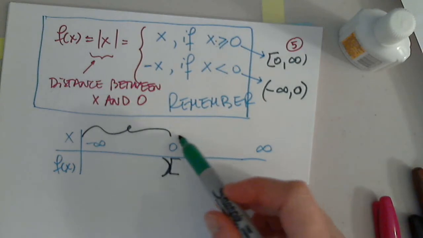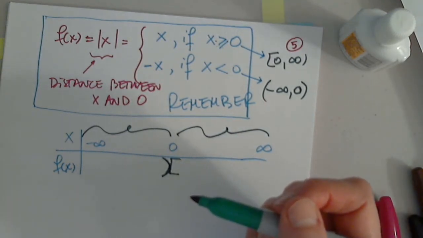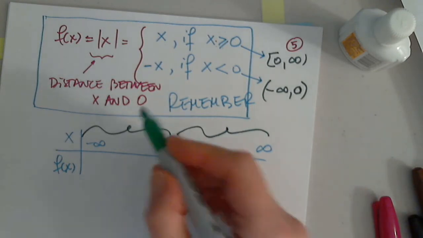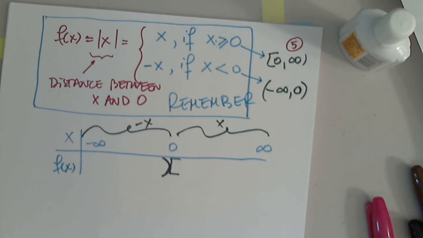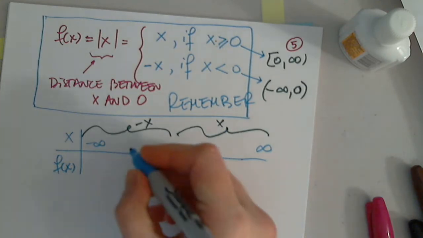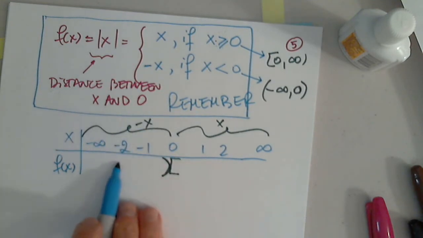Which function do we use for the first piece? Negative x. Which function do we use for the second piece? x. Good. So let's plug in some numbers. They're linear functions. So let's say -2 and -1. Let's say 1 and 2. So tell me what you get, Gia.